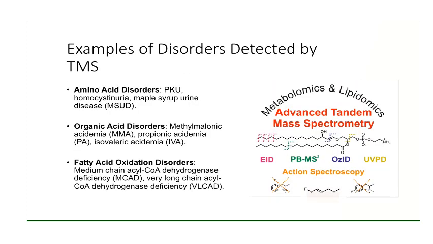For instance, TMS can screen for amino acid disorders like PKU, homocystinuria, and maple syrup urine disease, organic acid disorders such as methylmalonic acidemia, and fatty acid oxidation disorders like MCAD and VLCAD.